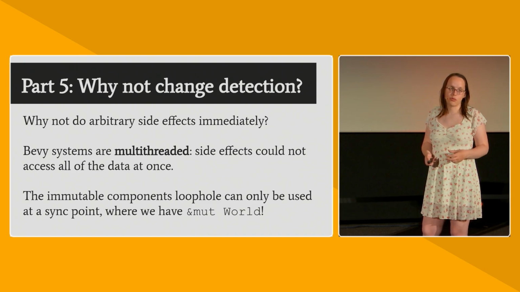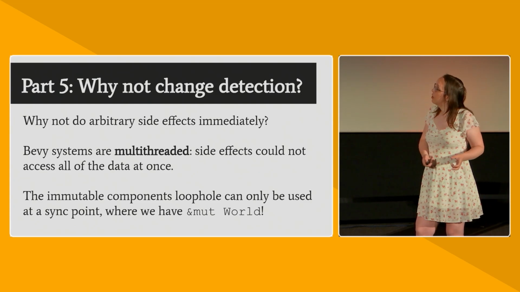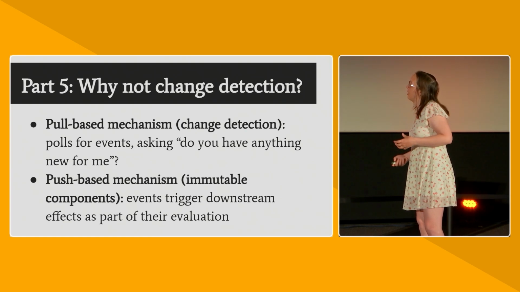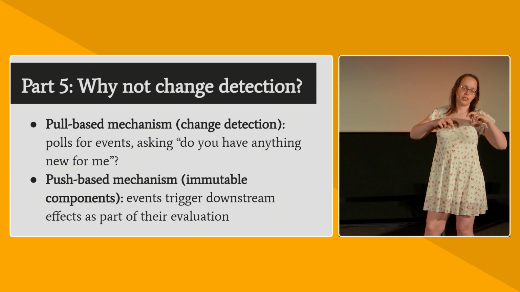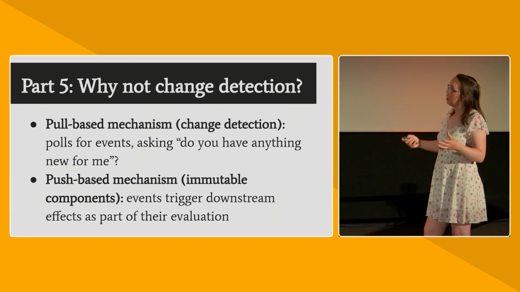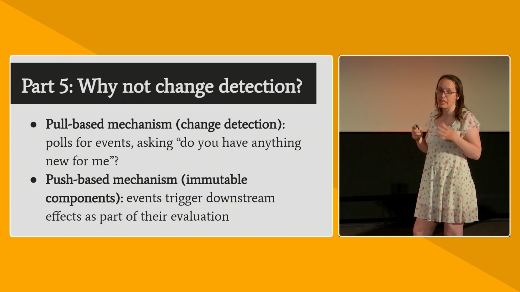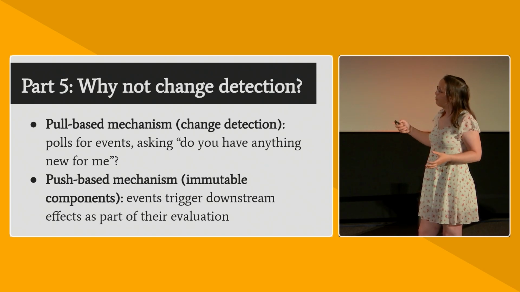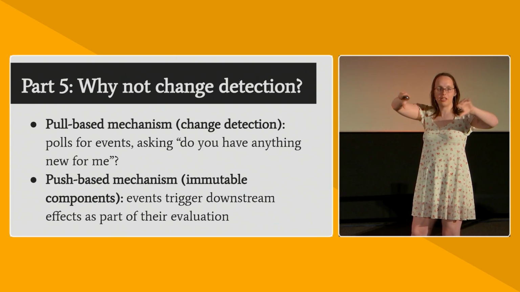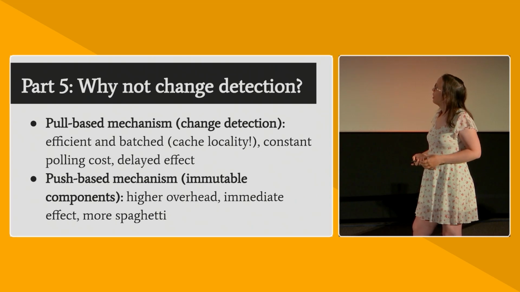And so in an ECS where you didn't do that, you could theoretically do this, but you still wouldn't want to. The core problem here is that there are two different mechanisms to do this sort of events. There are pull-based mechanisms, like change detection, where you're polling for events and asking, do you have anything new for me? Is there anything that I need to do? And there are push-based mechanisms, like immutable components, where you trigger something and then it propagates downstream and downstream and downstream until it stops echoing. And each of these has its trade-offs.